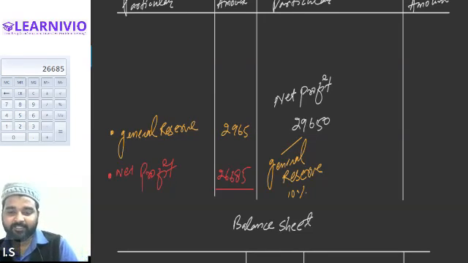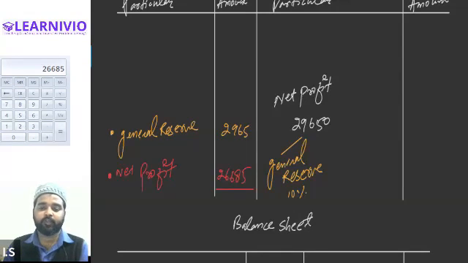Along with the other expenses, we will indicate general reserve in the profit and loss account. Along with the other expenses on the debit side, we will indicate general reserve as well. And after reducing general reserve, the net profit that will be available should be written in the profit and loss account.